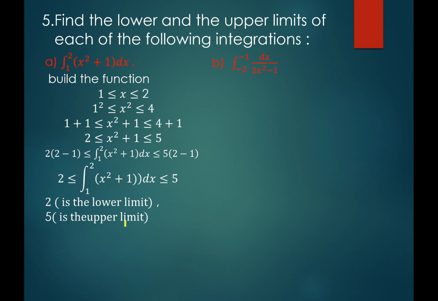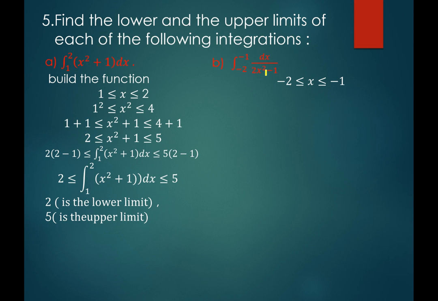Let's have another idea, and we choose something with rational functions. We need to find the upper and lower term for the integration from -2 to -1 of dx over 2x squared minus 1. The idea is you need to build the function. Make an x between -2 and -1. Be sure that you start with the smallest, then the biggest. Makes sense when you are writing them.